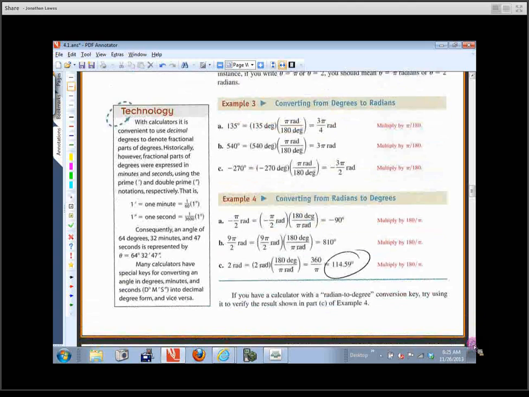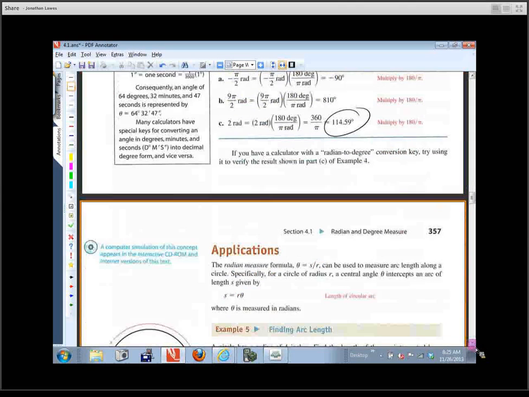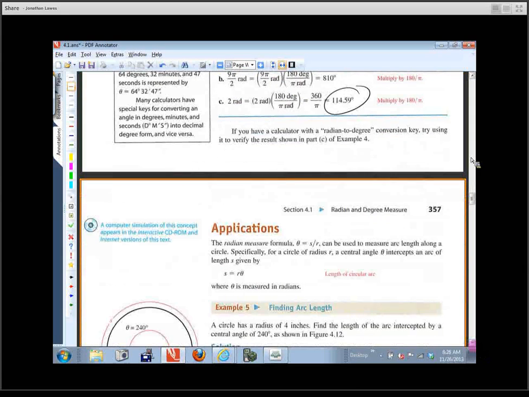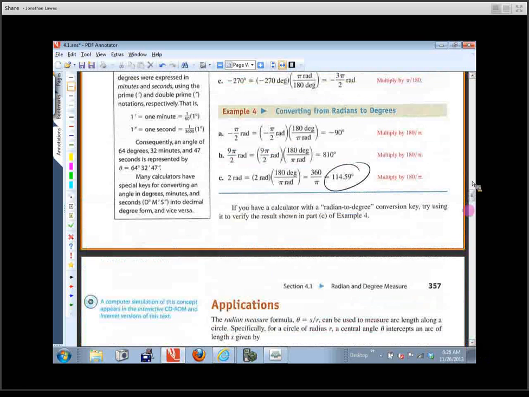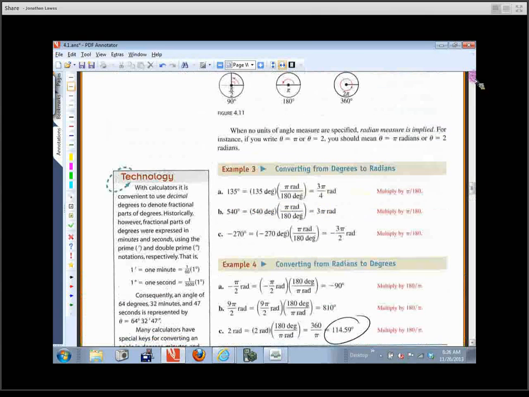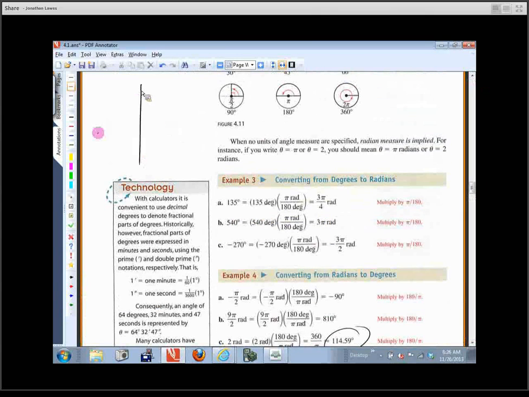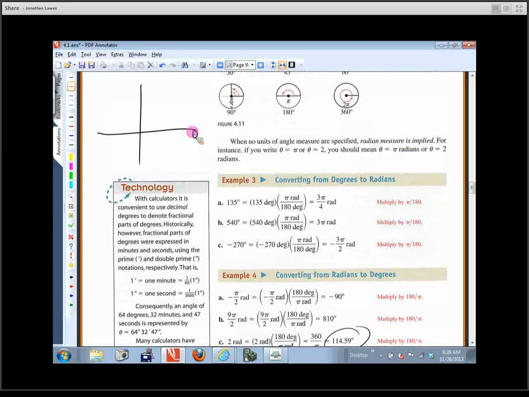Let's see, I wanted to make sure we did this. Okay, we'll do that right now. So again, just to emphasize, this would be 0 radians. This is pi halves. This is pi. 3 pi halves. And if we go all the way around the circle again, we get 2 pi.